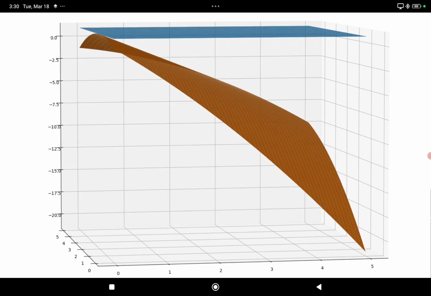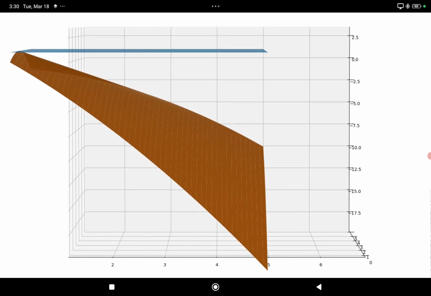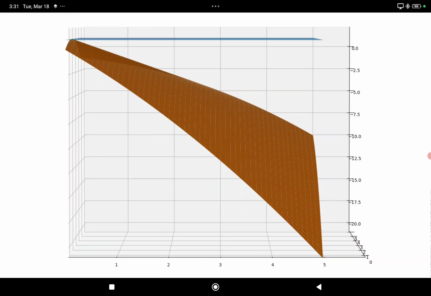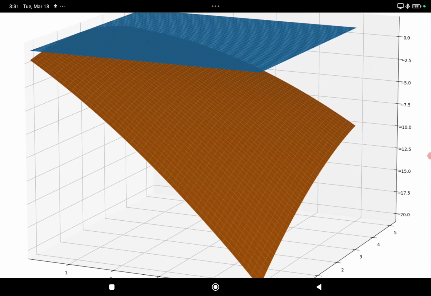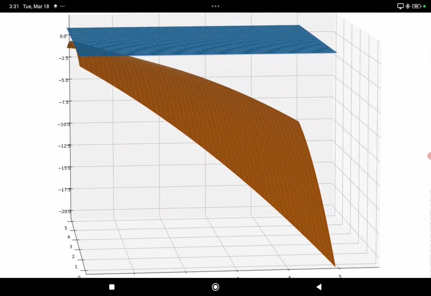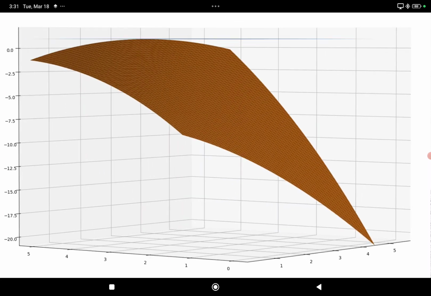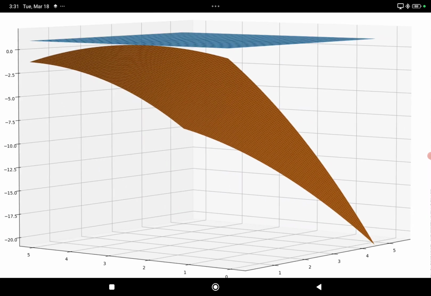And you see that this G of lambda 1, lambda 2 is always less than or equal to P star. So the level of the blue surface is basically at P star. This brown surface is always below the blue surface. Right? So in some sense, at least weak duality holds. But if you observe carefully, the two essentially touch at some point. So in this case, it's not just weak duality, but strong duality also holds.